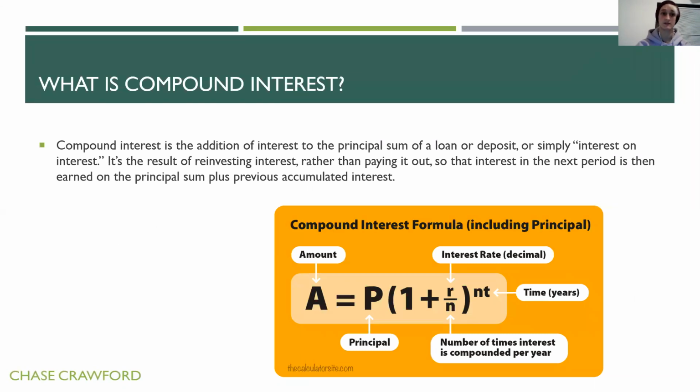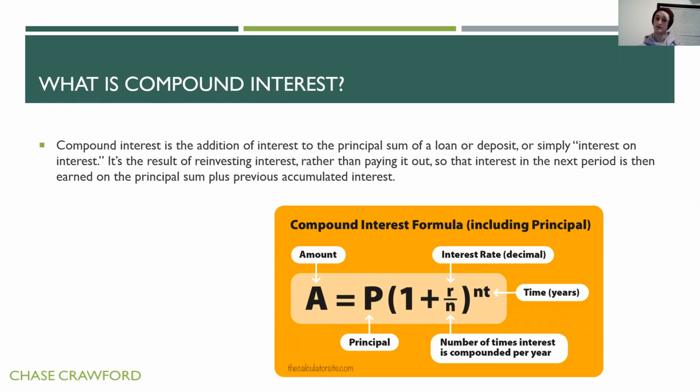Now let's talk about compound interest. Compound interest is the addition of interest to the principal sum of a loan or deposit. Or simply, you could say it's interest on interest. It's the result of reinvesting rather than paying it out. So the interest in the next period is then earned on the principal sum plus previous accumulated interest.